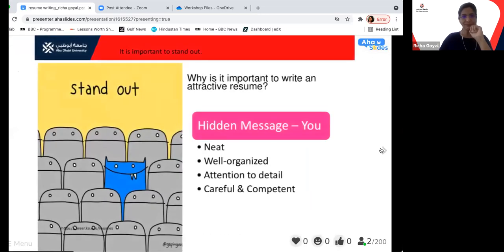Okay. This is what we discussed. It's important to stand out as a person who's neat, well-organized, pays attention to detail, and is careful and competent. It's very, very important. And if you design a resume which is flawless, this is the impression you are going to give to the other person.